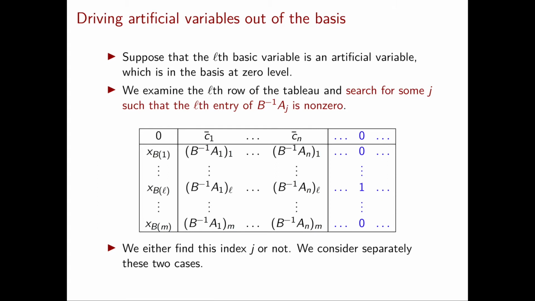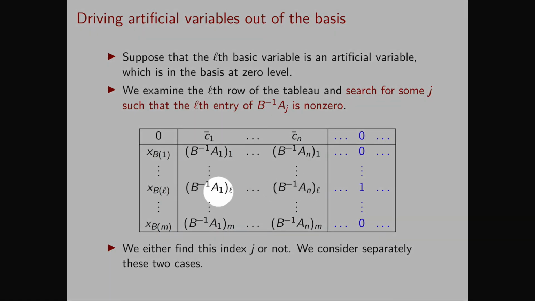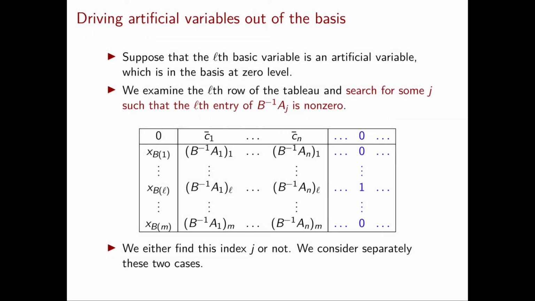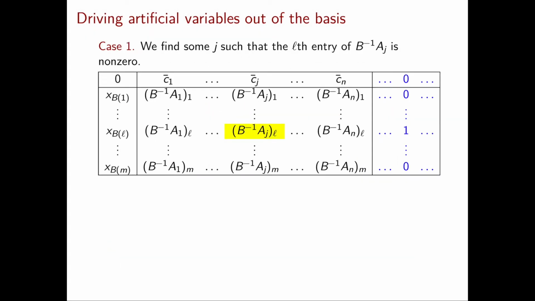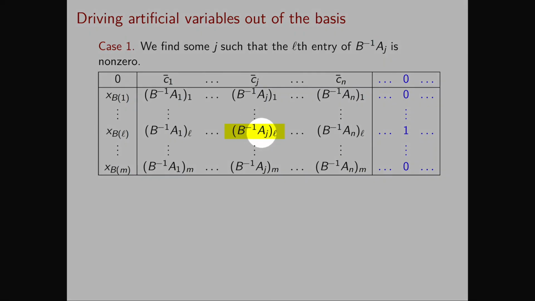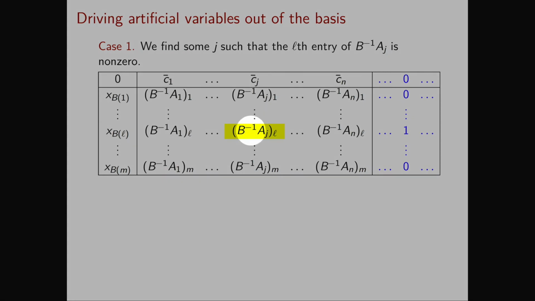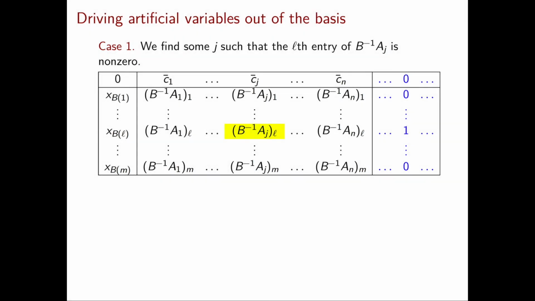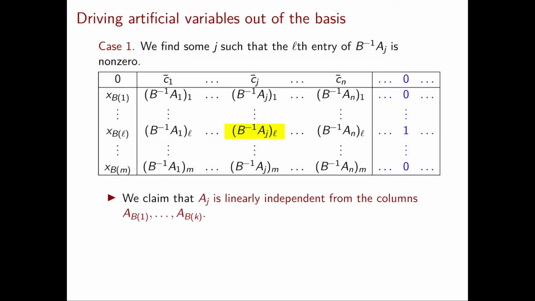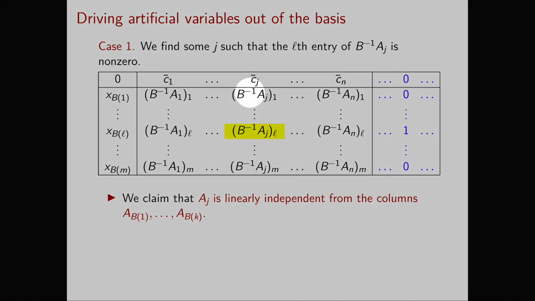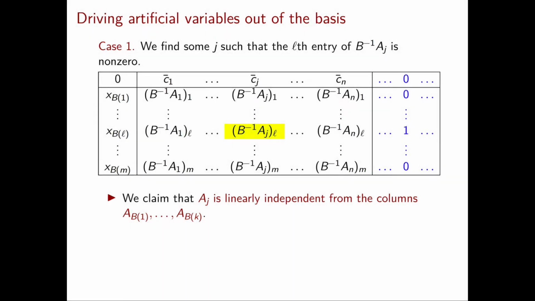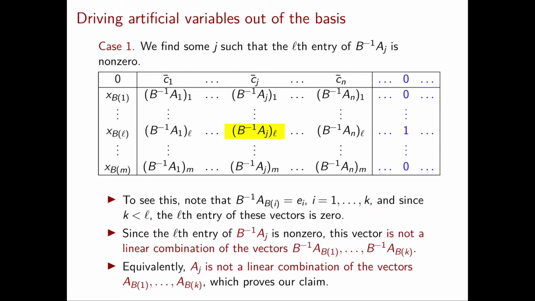There are two cases. Either we find a non-zero here, or they simply are all equal to 0. Let's consider separately these two cases. In the first case, we have found one non-zero entry, which I highlight here in yellow. This will be the column corresponding to variable xj, with j between 1 and n. Now we claim that the corresponding column of the original matrix, which is Aj, is linearly independent from the columns AB1 until ABK. How can we show that?